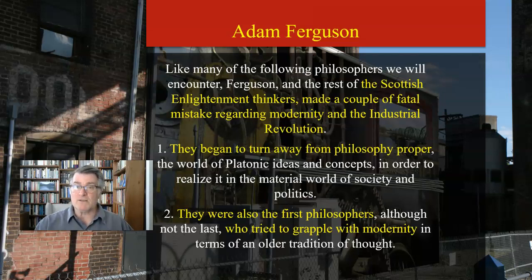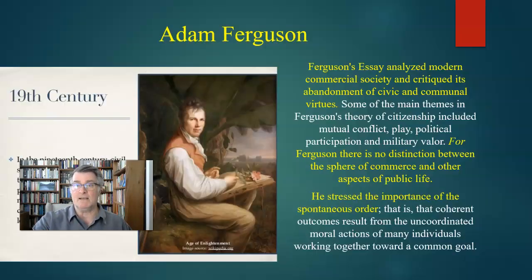What the Scottish Enlightenment are trying to do is come up with ideas that may already exist or come up with their own, but always making sure that they're anchored very clearly in the material world of society and politics. So that makes them some of the very first people to try to struggle with what modernity was, right? And by comparison to older and more traditional ways of thinking.